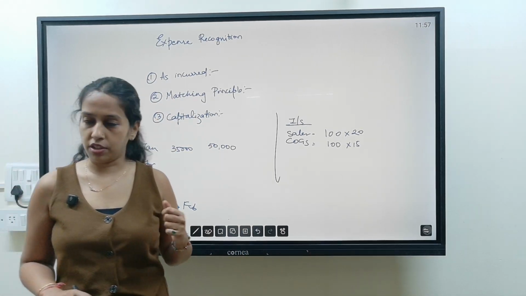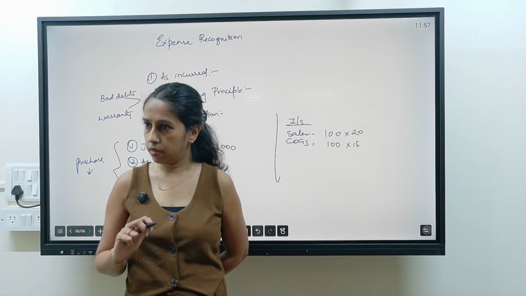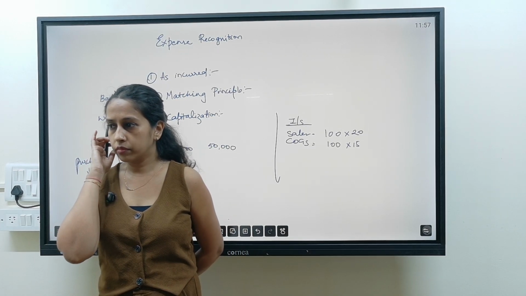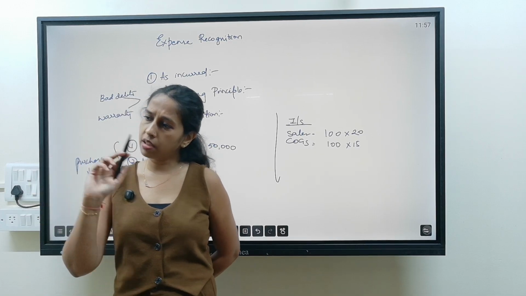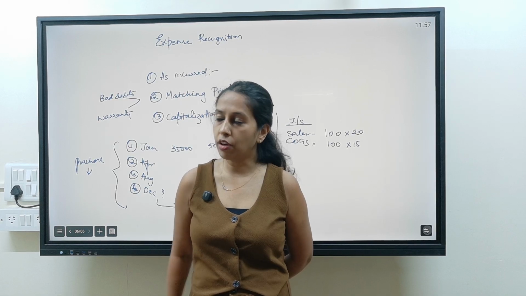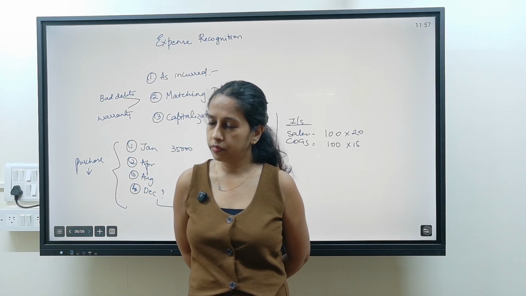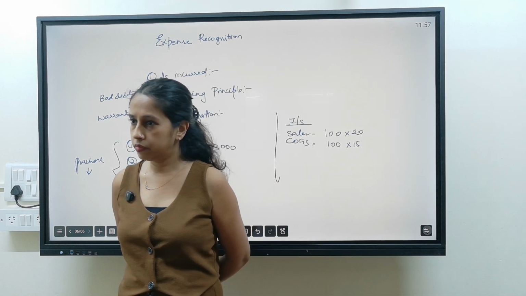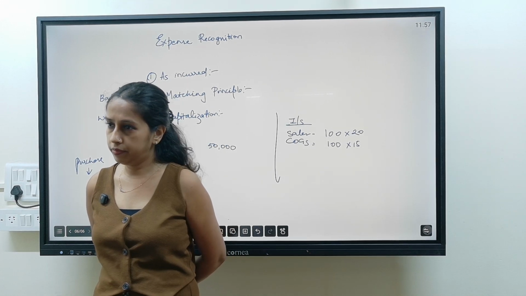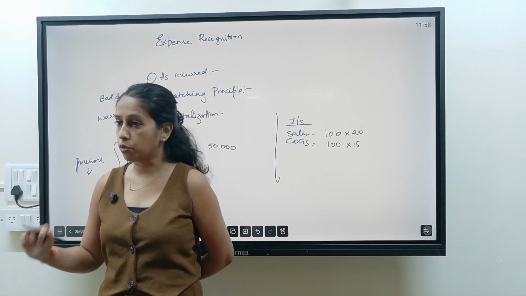Next one is capitalization. Whenever you buy, say, machinery for your business, where do you record that expense? As an asset. Why not as an expense in the income statement? Because we are not treating that like an expense, we are buying that like an investment. Why? Because it will generate income in the future. It will generate economic benefits in the future.